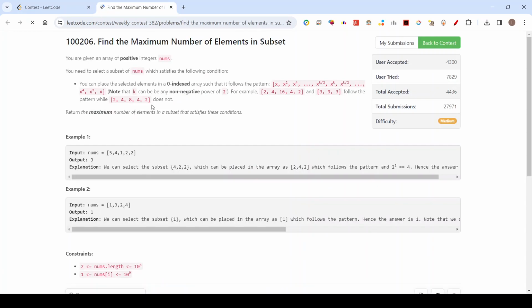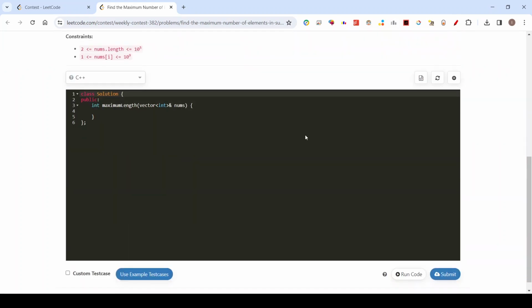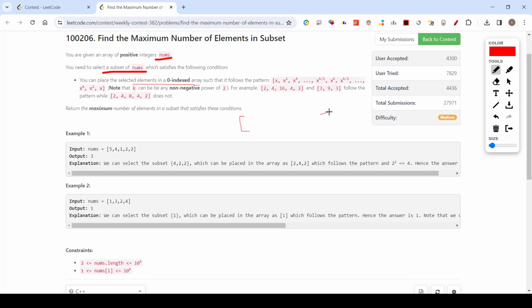I think the second problem was a nice problem. There was a small edge case here which you had to think about, because of which I also received the wrong answer, but I will show you. The question is saying that you would be given a nums array, which is a positive integers array, and you need to select some elements from the array and place them into a new array.